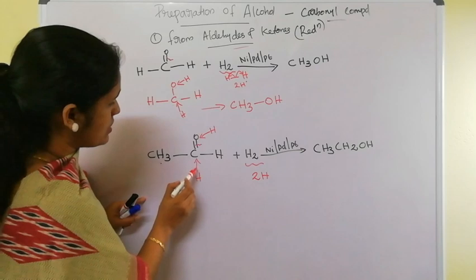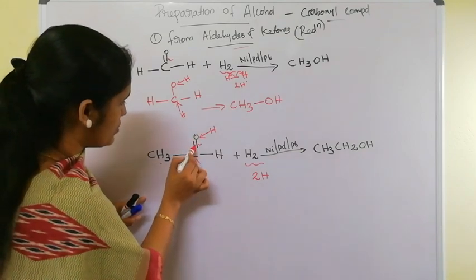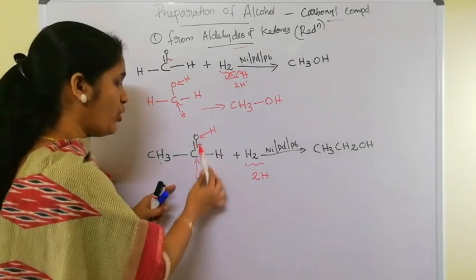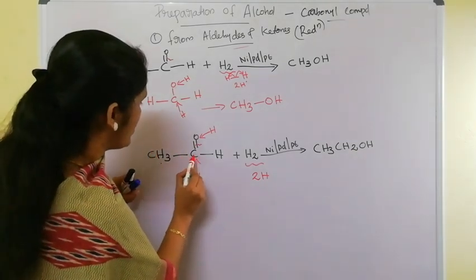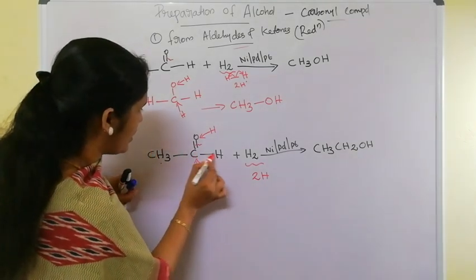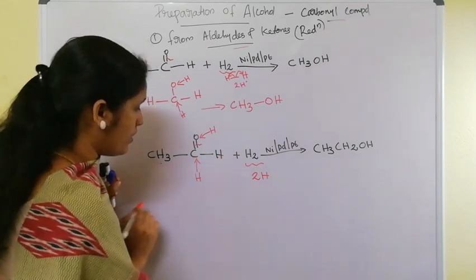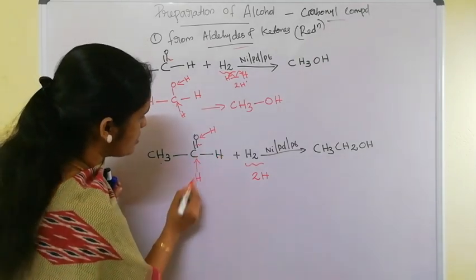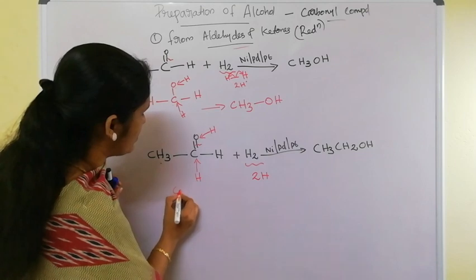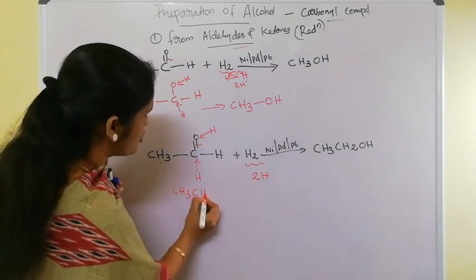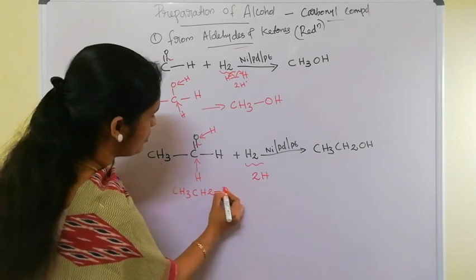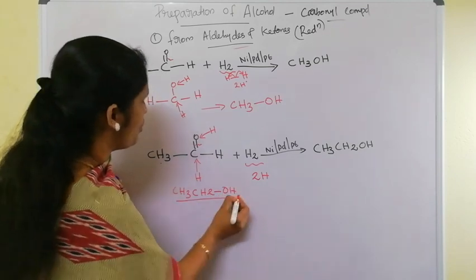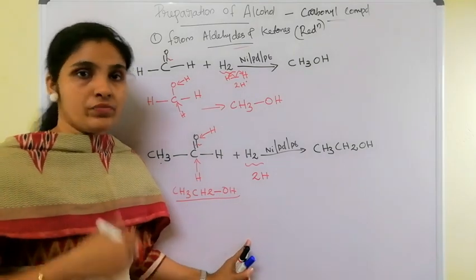As a result, the carbon-oxygen bond is broken down, so both get one hydrogen each. Just count the hydrogen atoms around this carbon: earlier it was a single hydrogen, after getting this it becomes CH2. That is why we will write CH3, CH2, and oxygen also gains hydrogen. Therefore CH3CH2OH we will get as product.